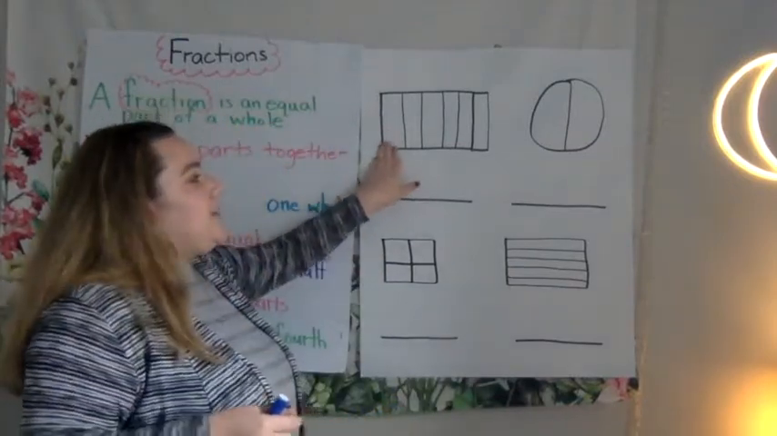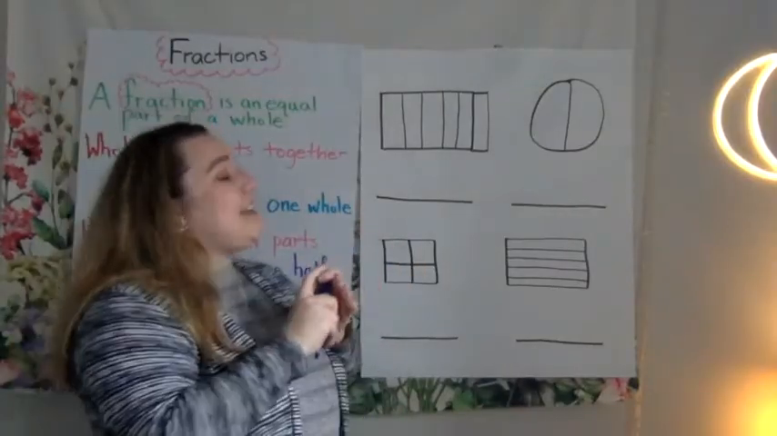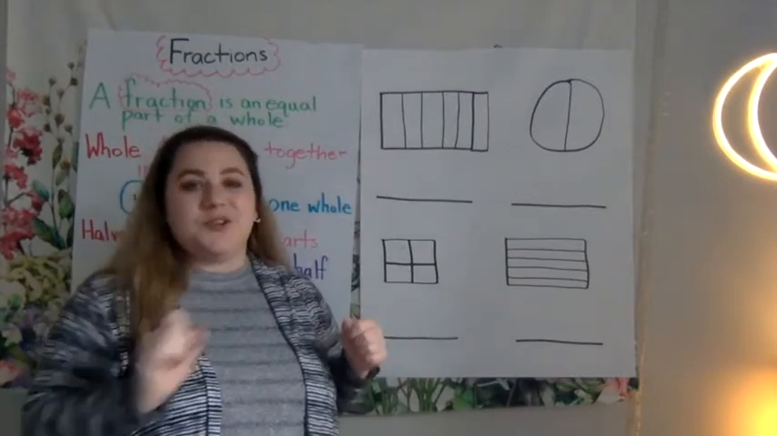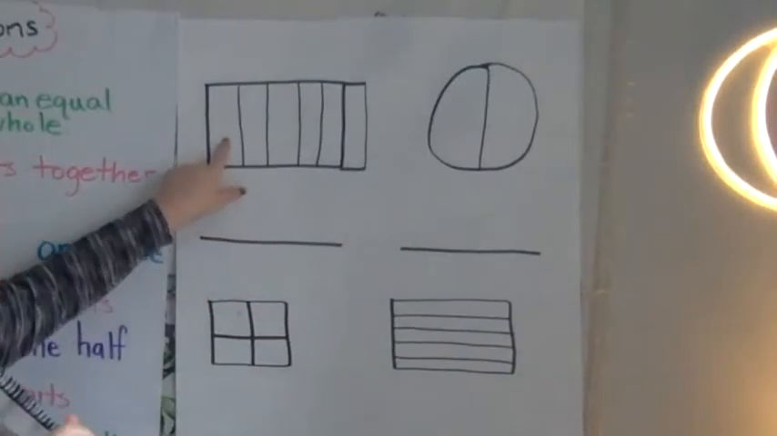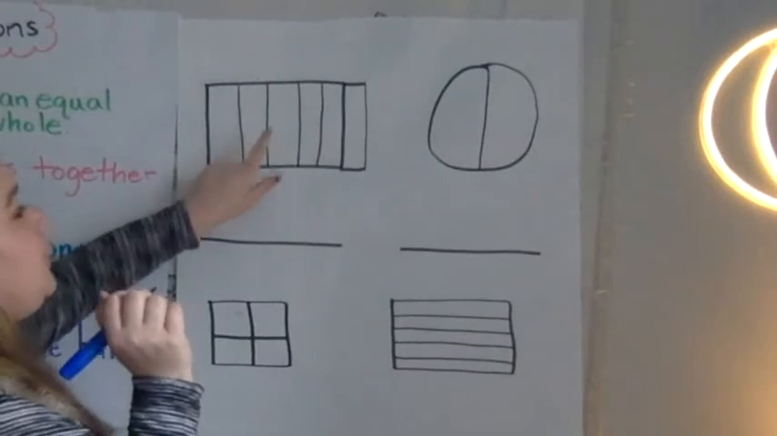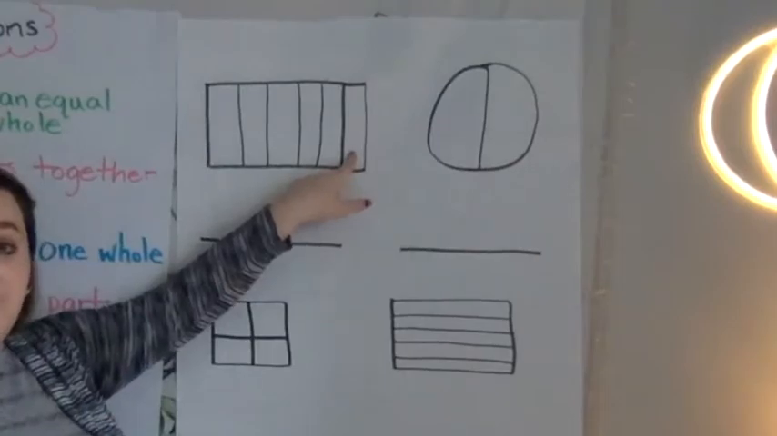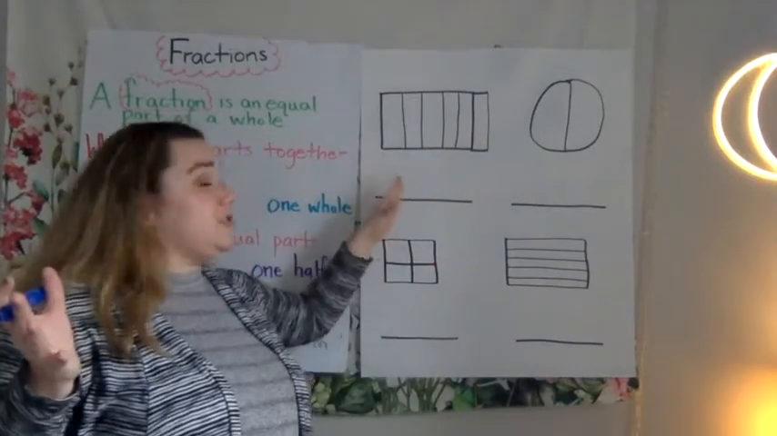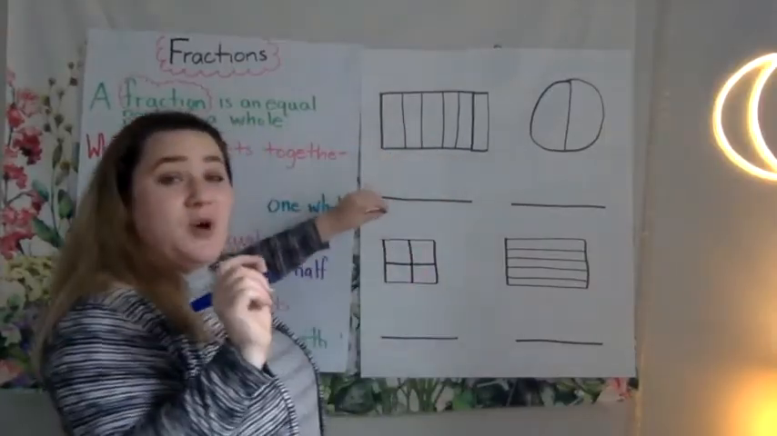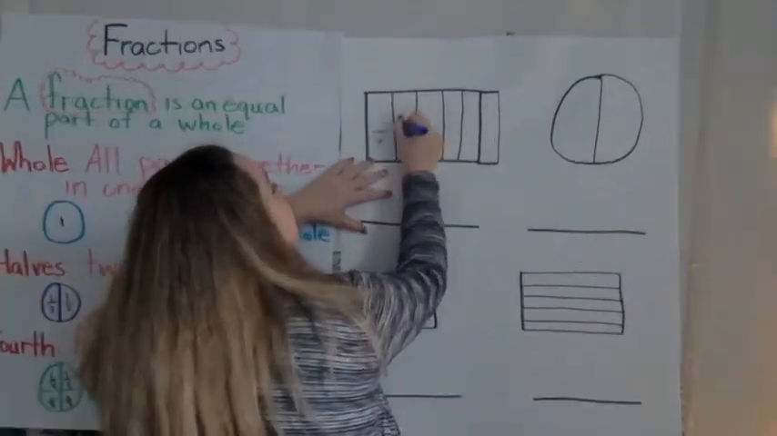So I'm looking at this big rectangle. Say hi, rectangle. I need to count up how many equal parts there are so I know what number I need to write on bottom. So I'm going to start by counting my boxes. Count with me. Ready? 1, 2, 3, 4, 5, 6. Stop. How many equal parts are inside this shape? 6. So I know the number that is going on bottom is the number 6. So I can write.